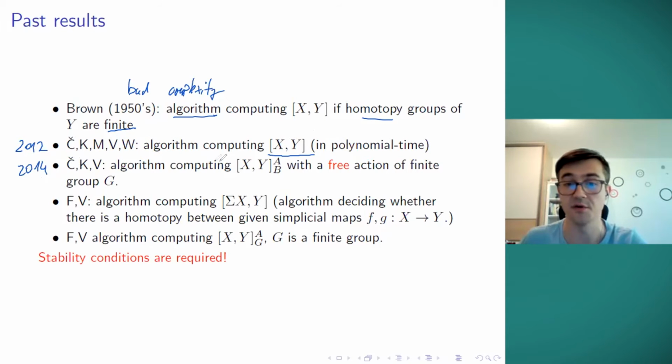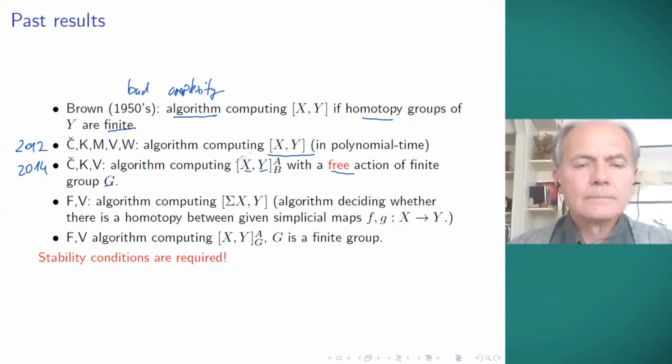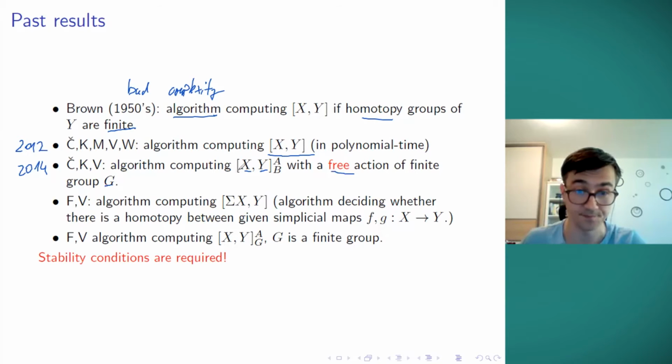They present an algorithm which computes this set. So actually this is the hard lifting extension type problem. And also there's a free action. So if there's a finite group G which acts freely on X and Y, A and B as well, then they present an algorithm which computes this.